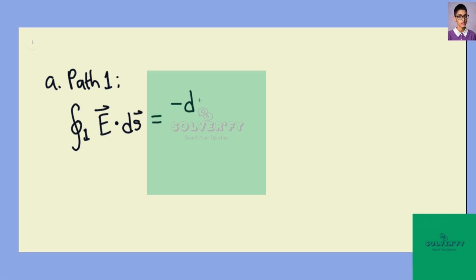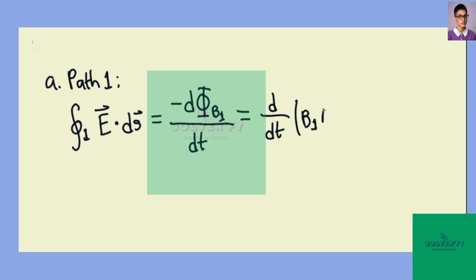So for part A, for path 1, we have that the integral of E·ds over path 1 would be equal to the negative change in magnetic flux of B sub 1, divided with respect to time. And this would be equal to the negative derivative with respect to time of B sub 1 times A sub 1.